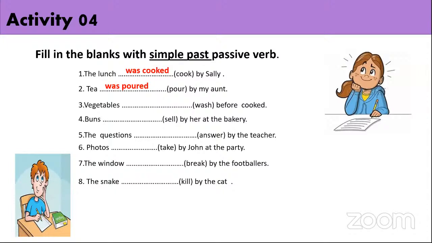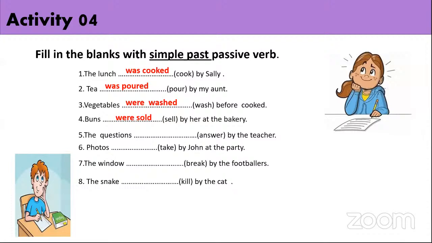Number 3, vegetables. Then there it comes plural form. Vegetables. Then what is the be verb? Were washed before cooked. Buns. Once again, plural. Was or were? Were. Sell, past participle verb form of sell, sold. Buns were sold by her at the bakery.